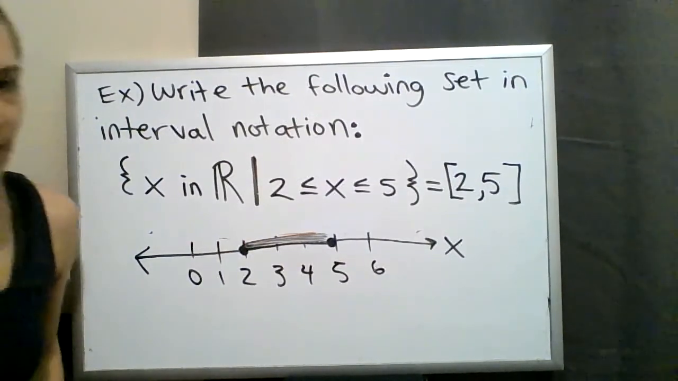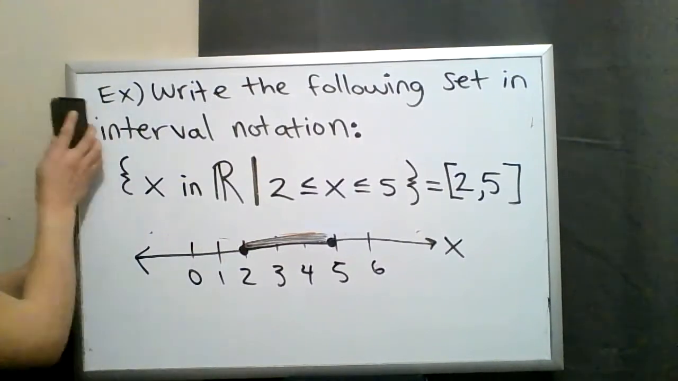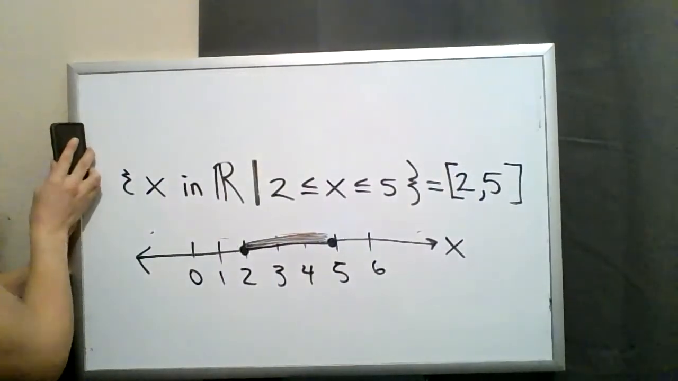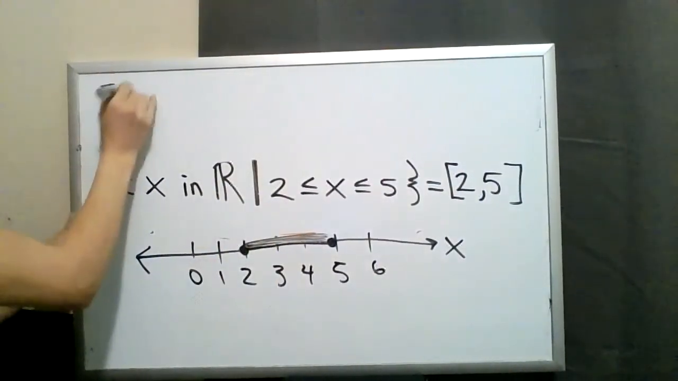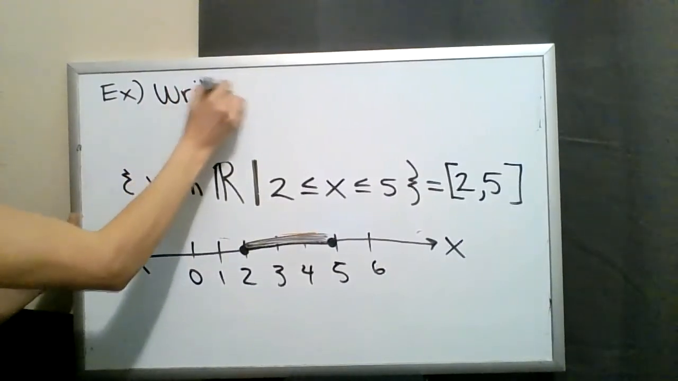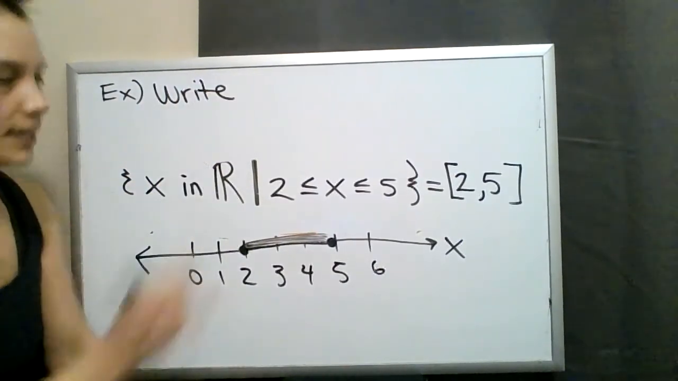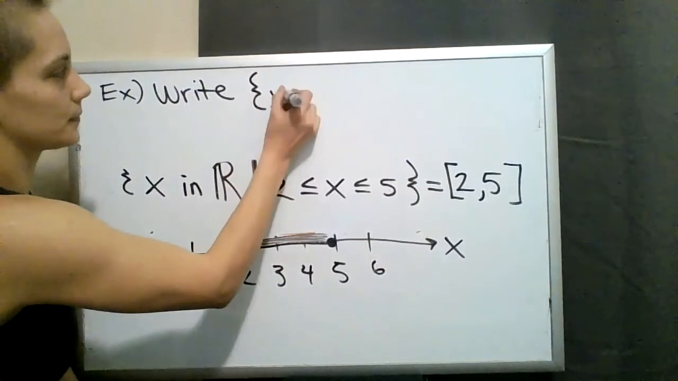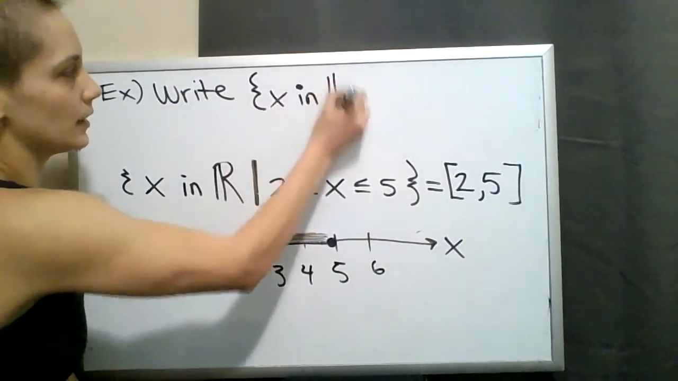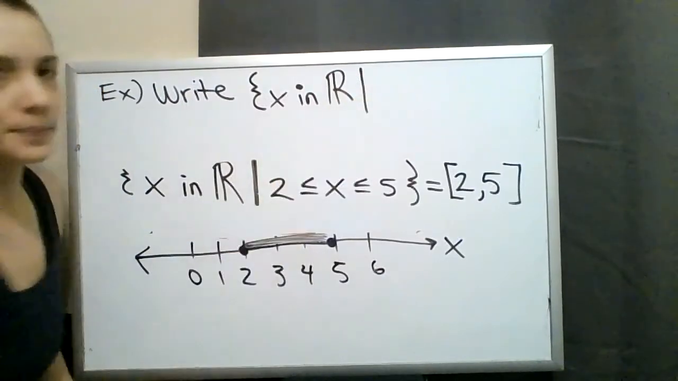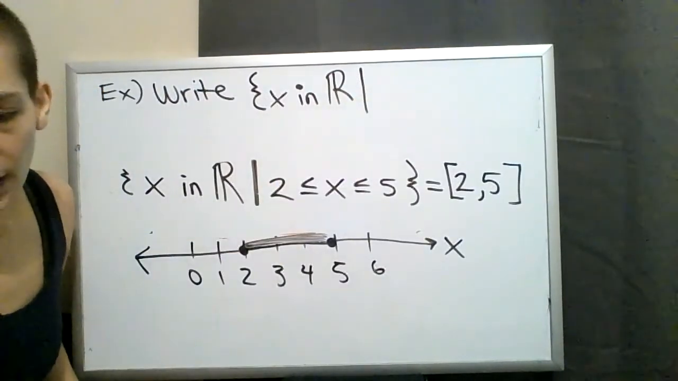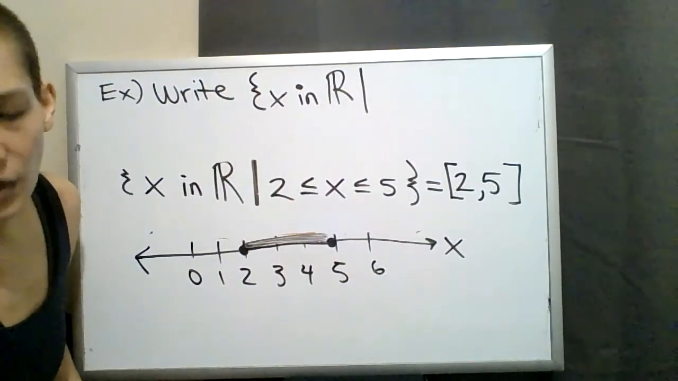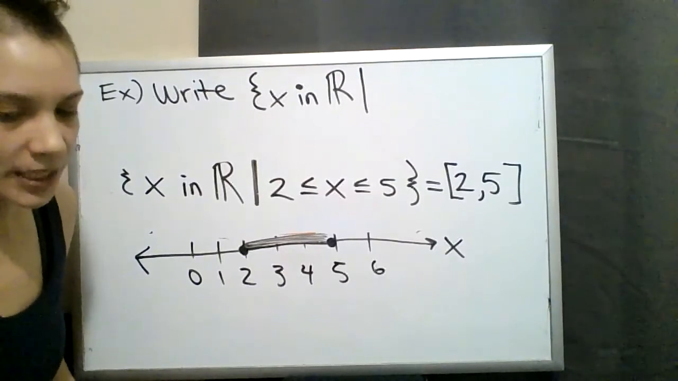Let's do one more, and I think we'll call it good for today. The set of x in R, the real numbers, such that, let's do 1 is less than x, which is less than or equal to 2.